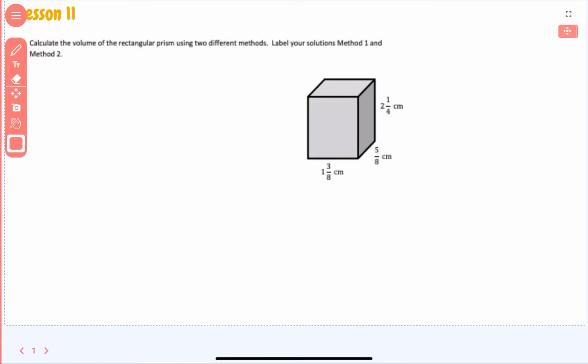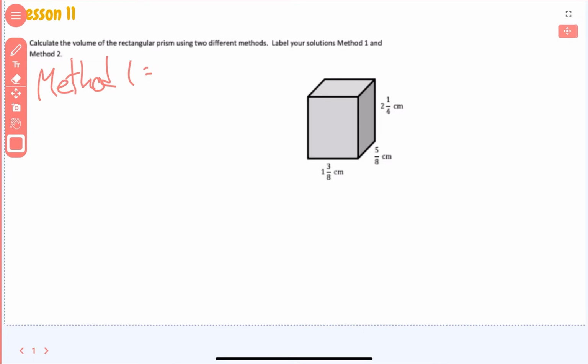Grade 6, Module 5, Lesson 11 says calculate the volume of the rectangular prism using two different methods. Label your solution method 1 and method 2. Well, how are we going to be able to do method 1 and method 2? What does that mean? Well, let's do it probably the way that you'll do it from here on out.